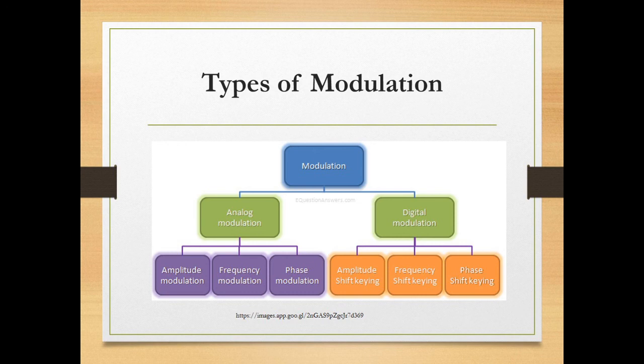Again, analog modulation can be amplitude modulation, frequency modulation or phase modulation. And digital modulation is based on keying, and the three different types of digital modulation are amplitude shift keying, frequency shift keying and phase shift keying.